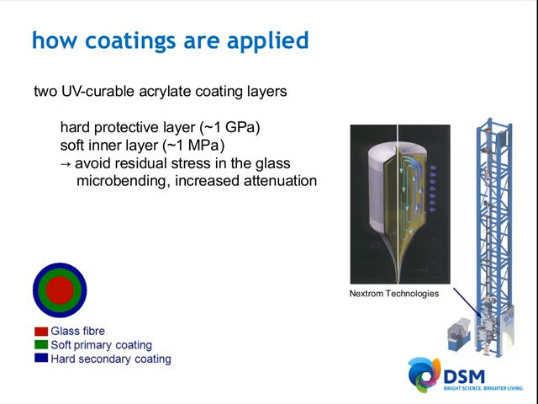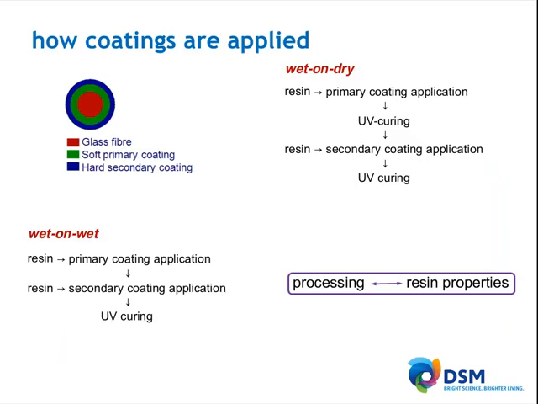Now, typically, we have a hard protective layer on the outside. Think about a resin which after cure has a modulus of about 1 gigapascal, and a soft inner layer, a rubbery-like material, of about 1 megapascal. A little bit less, a little bit more sometimes. Typically this is to avoid residual stresses in the glass and the attenuation that comes along with it. Now, typical fiber diameters, of course, are around 250 microns.